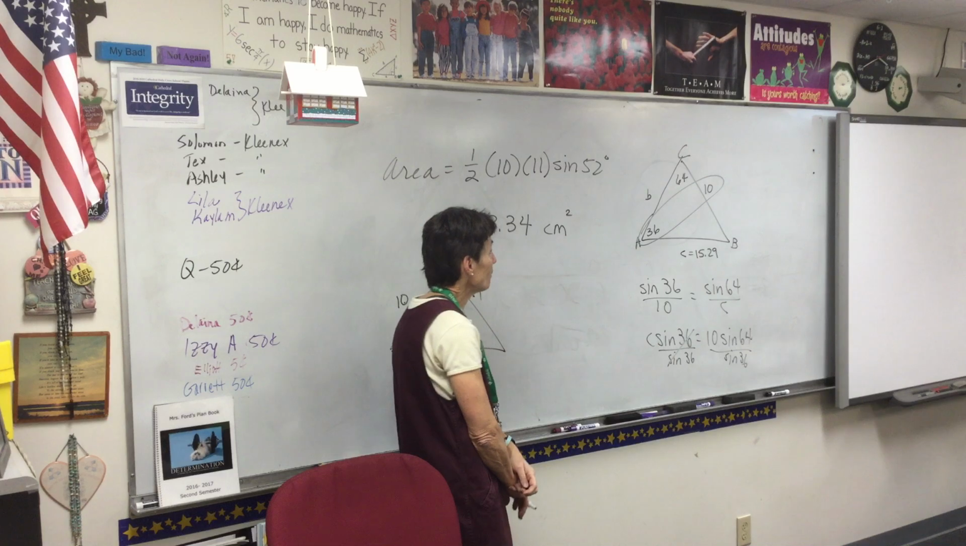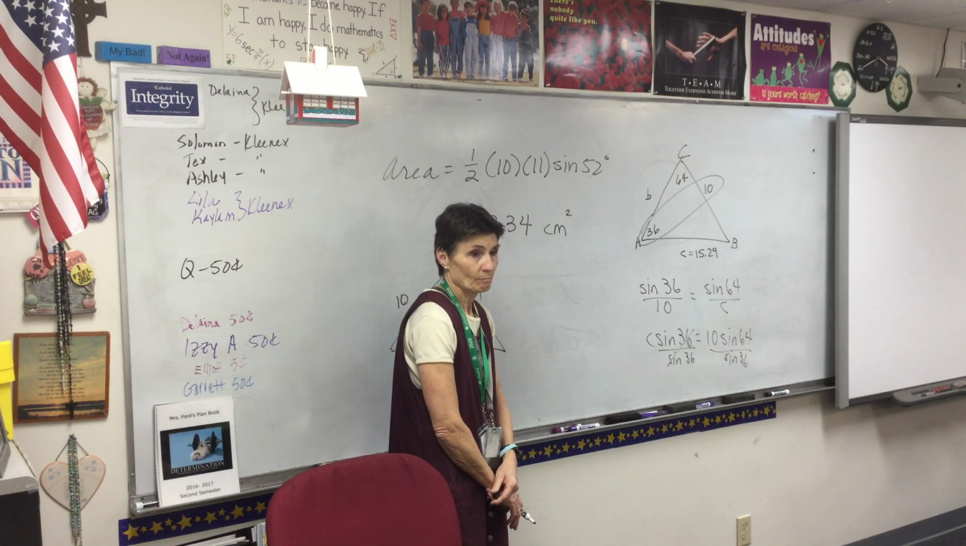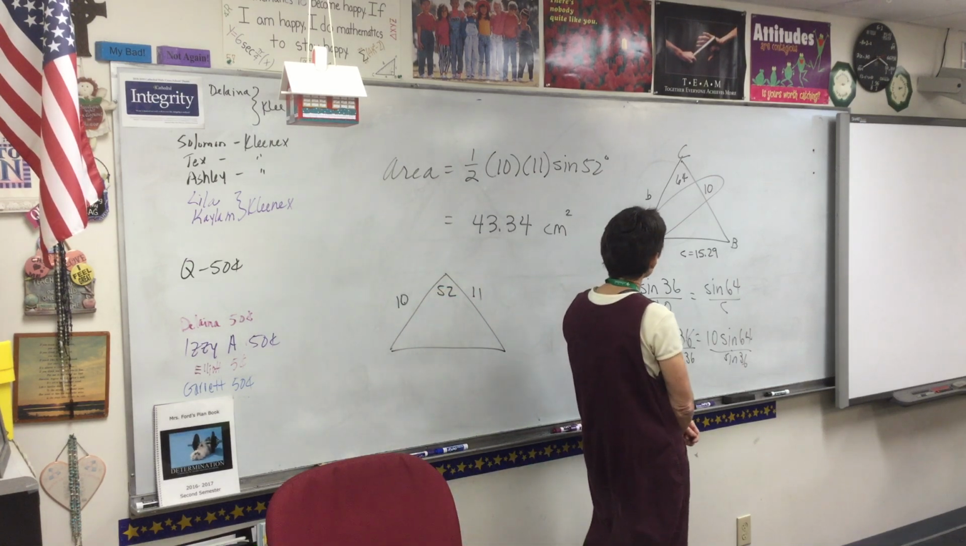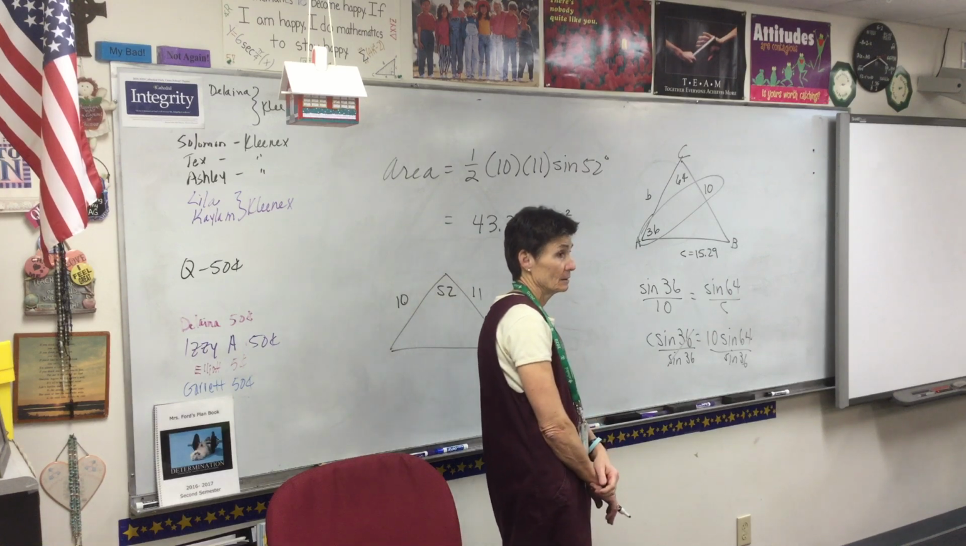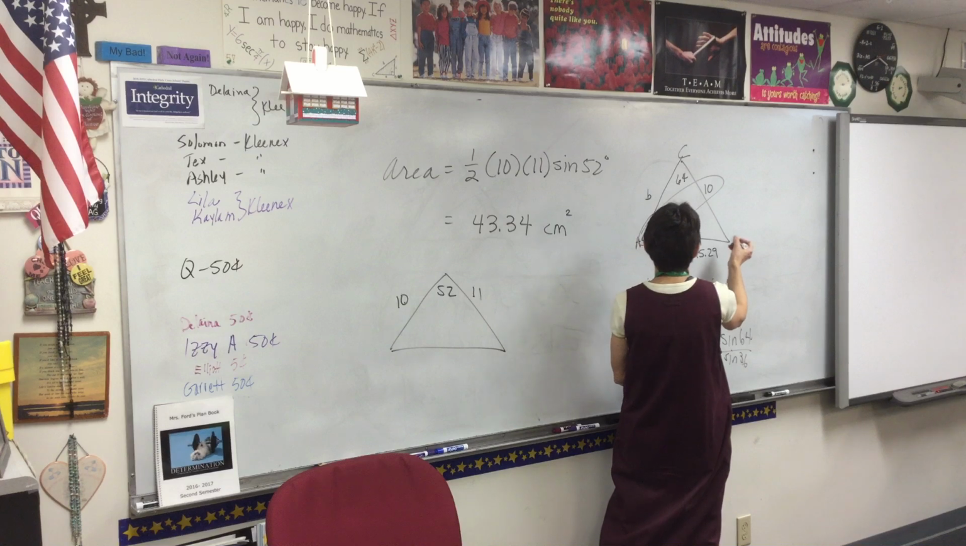Now, how am I going to find the area? Add them all together. Wait, couldn't you just find angle B though too? Well, I need angle B, don't I? Yeah. Okay, well, how am I going to find angle B? 64 plus 36 and subtract from 180. So is that 80? Yeah.